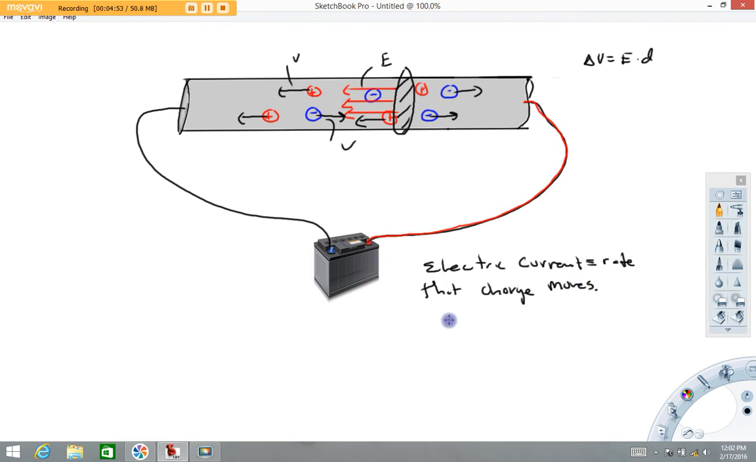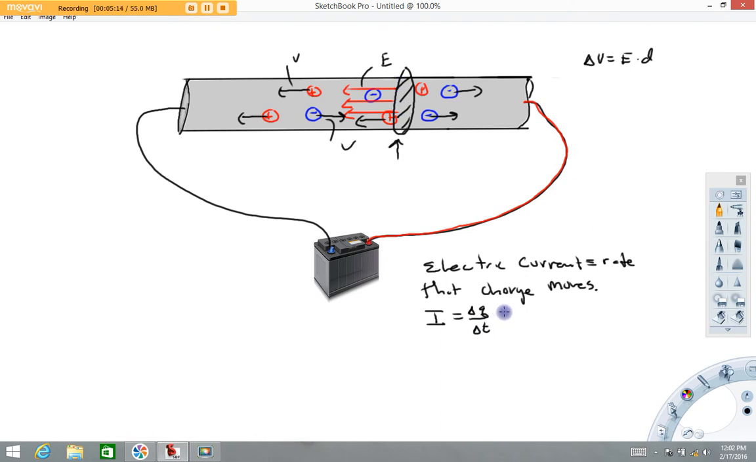Mathematically, the average current going through that cross section would be calculated like this. Current is usually represented with the letter I, and it's equal to delta Q over delta T, where delta Q would represent the total charge transferring through this cross section at any given time.